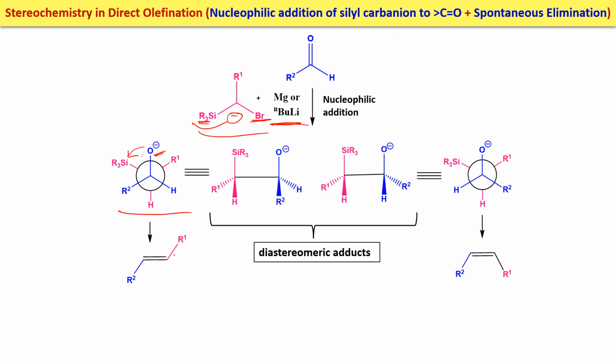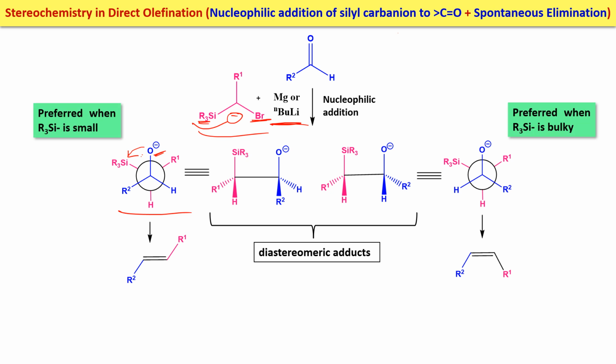Now what are the possibilities depending on the size? Suppose the left hand side configuration is preferred. Why? Because here R3Si is small. When R3Si is small, that means this R group is very small. Suppose we have Me3Si. When it is Me3Si, then you can apply this condition, it is very small, and the main focus is on the R1 group and R2 group. They should be far from each other. So when they are far from each other, this is the stable way to draw the molecule, and in that case you will get E, because when you bring it close, R2 will be close to H, R1 will be close to this H, so ultimately you get this E alkene.